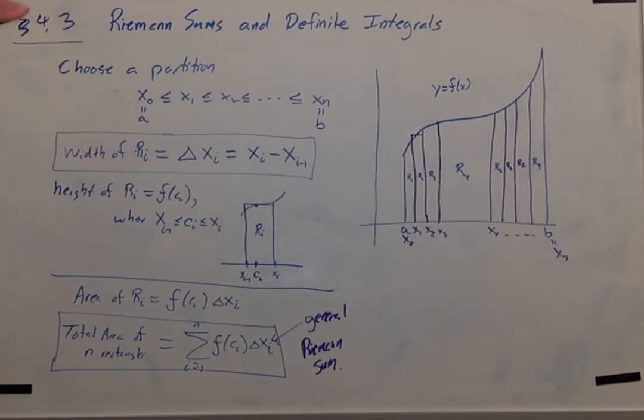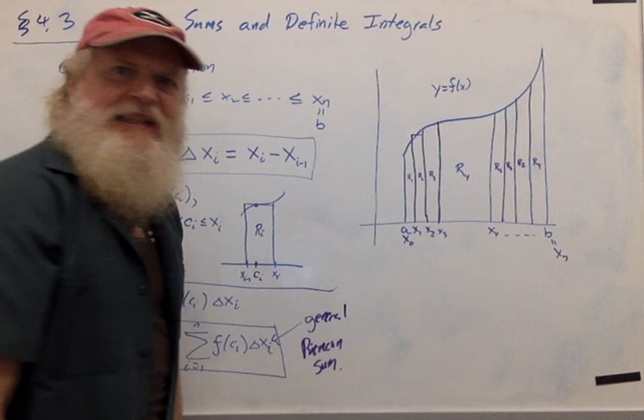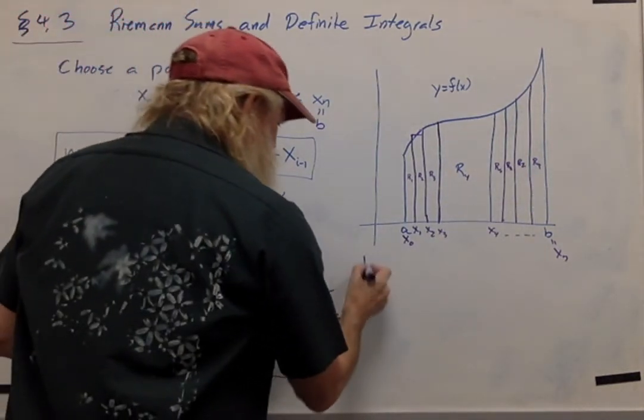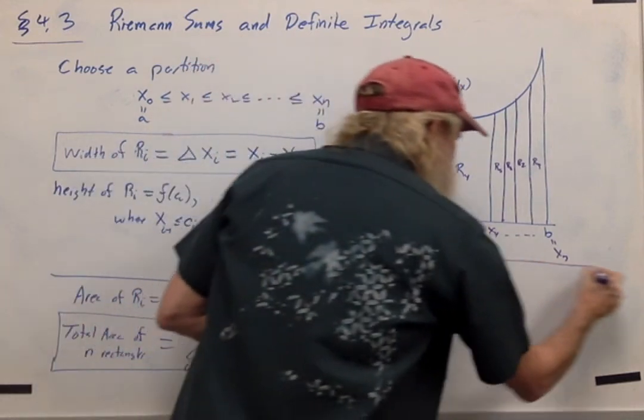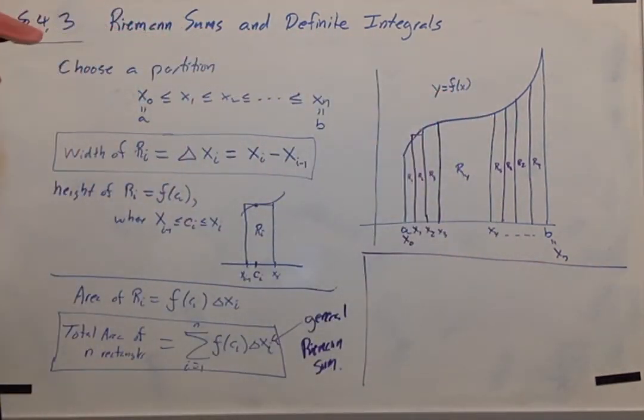Now, the next step in calculating areas previously was to let n go to infinity. But the idea behind letting n go to infinity was that we wanted to make all of our rectangles skinnier and skinnier. So we need to make an extra definition here to talk about how we can control the width of all the rectangles at once.